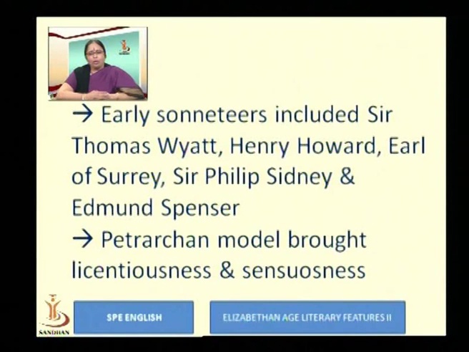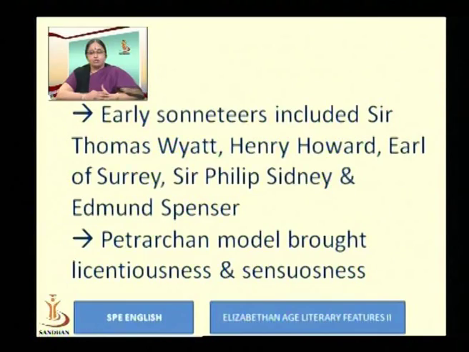Now, who were the early Sonneteers? Let's see. They included Sir Thomas Wyatt, Henry Howard, Earl of Surrey, Sir Philip Sidney, and Edmund Spenser. The Italian or Petrarchan model of sonnets brought about licentiousness and sensuousness in the Elizabethan sonnets as well, because it was a direct influence of the Italian model.